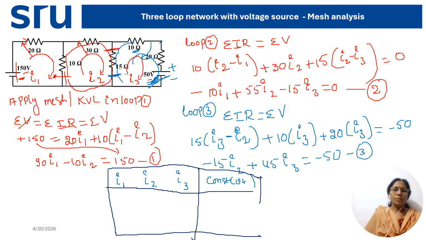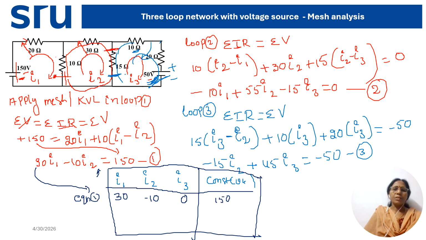Okay, now take this. Here I am taking equation 1. In equation 1, what is the I1 multiplicand? It is 30, right? What is the I2 multiplicand? Minus 10. And what is I3? Do you have I3 in this equation 1? No I3, which means it is 0 I3. Then what is the constant? 150. Okay.